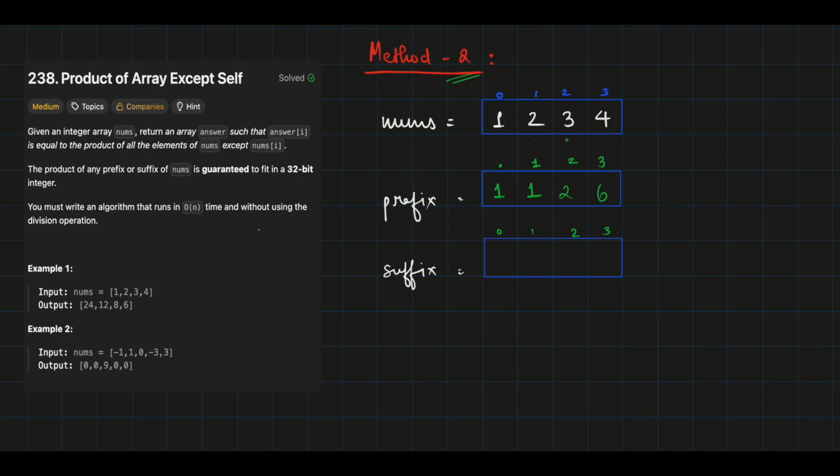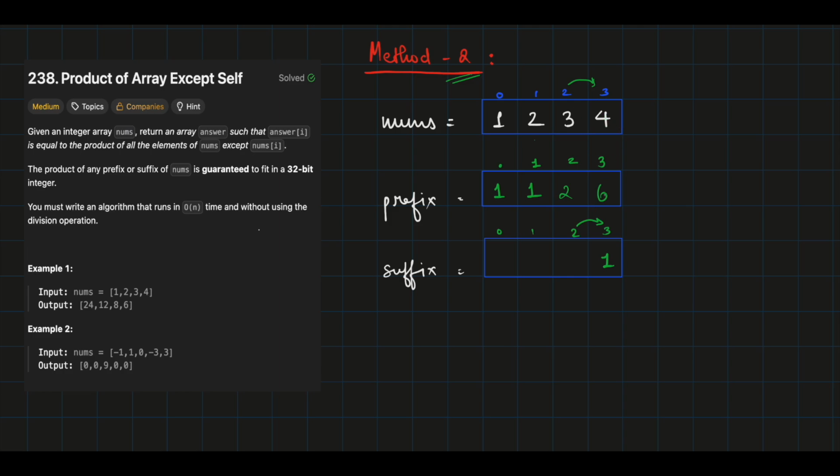Because we are going to store the product of every element after it. So let's suppose 4. After 4, there comes nothing, so we can by default put 1 here. And in the same way, the index we are at, we will multiply suffix of index plus 1 with nums of index plus 1.